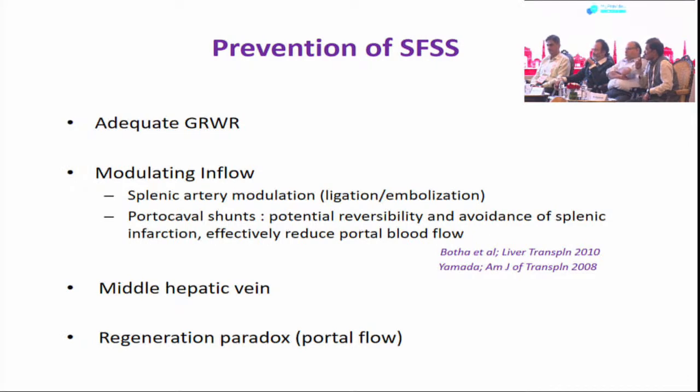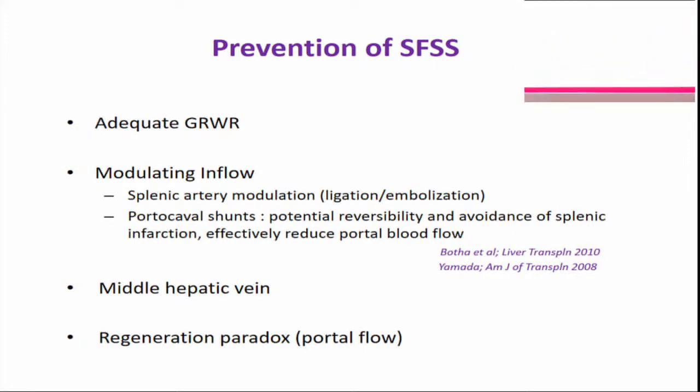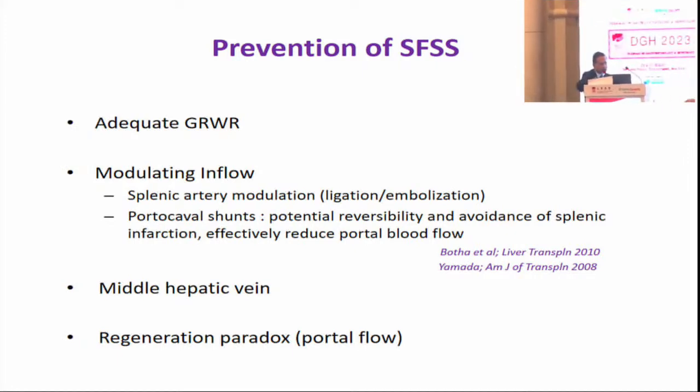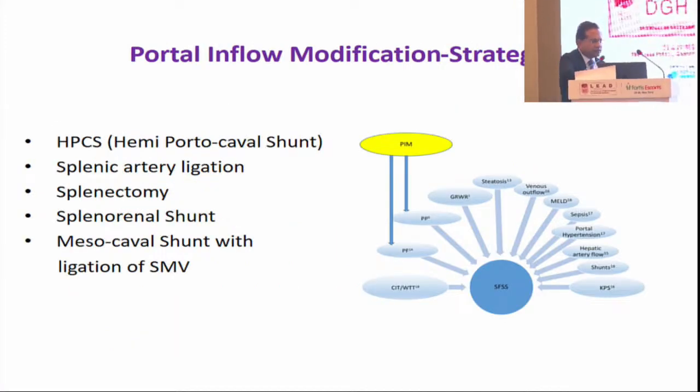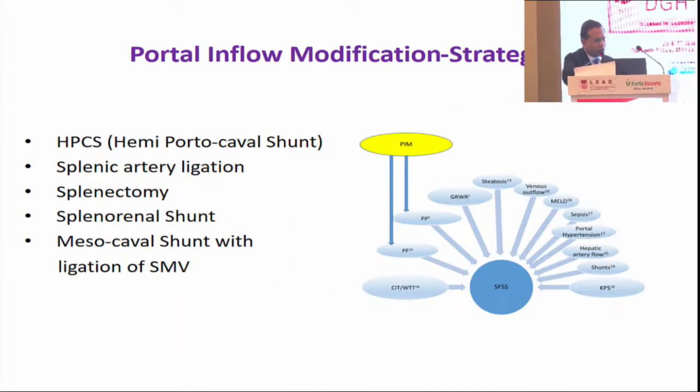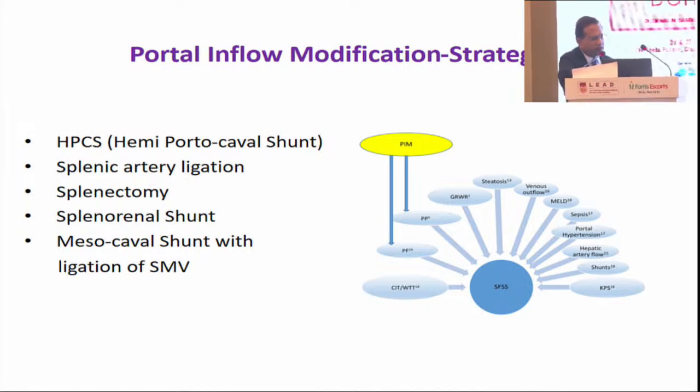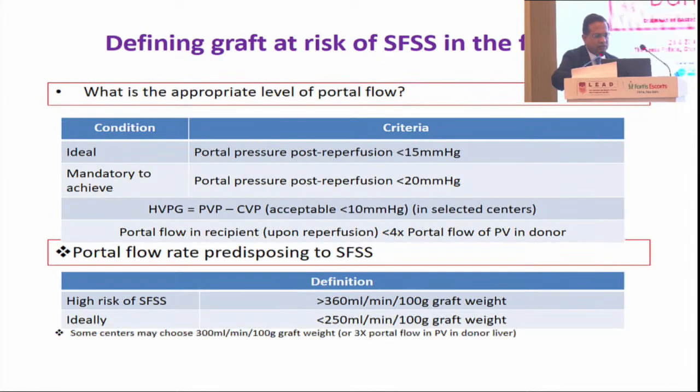So modulating inflow, like Dr. Vishal said, is mostly done either by splenic artery ligation or by a portocaval shunt. And I think we are running late. These are the strategies which we spoke of. So a hemi-portocaval shunt, splenic artery ligation, splenectomy, these are the options which surgeons have intraoperatively to prevent a small for size graft.